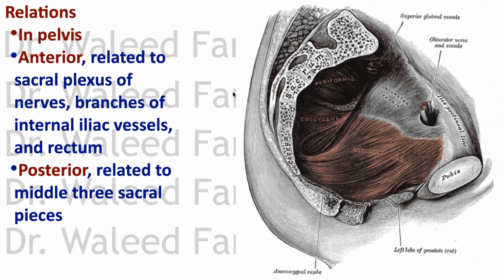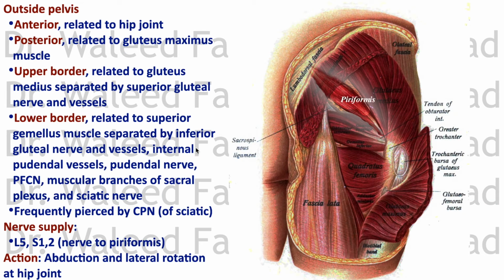The relations inside the pelvis, anterior relations, of course, I told you the sacral plexus, then the fascia, and the branches of internal iliac vessels and the rectum. It descends on the sacrum, of course, and takes the curvature of the sacrum. Posterior, it's related to the middle three sacral pieces. This is inside the pelvis. Outside the pelvis, it's a different story. The piriformis is a key muscle in identifying the structures emerging from the greater sciatic foramen.